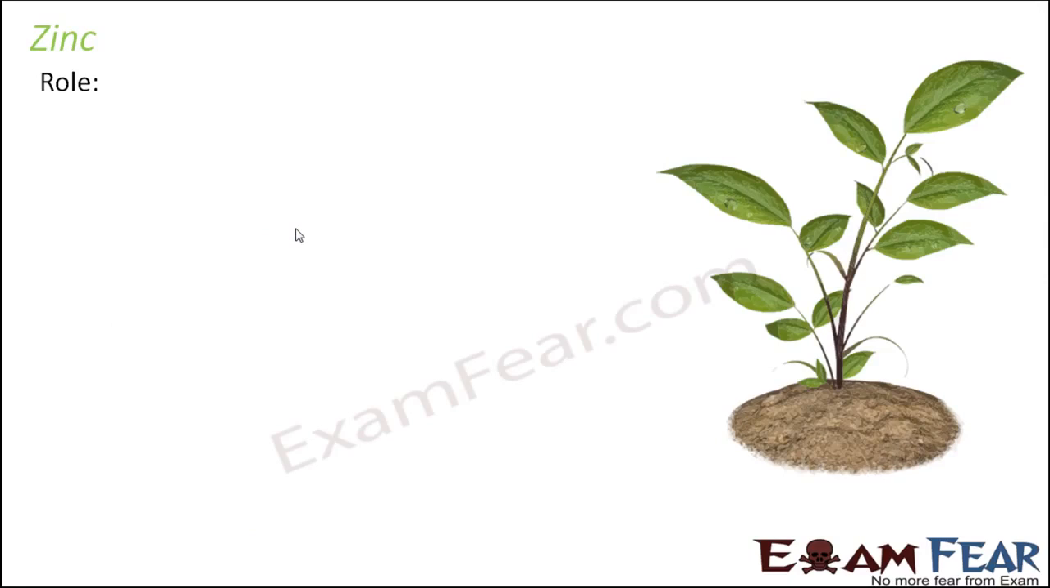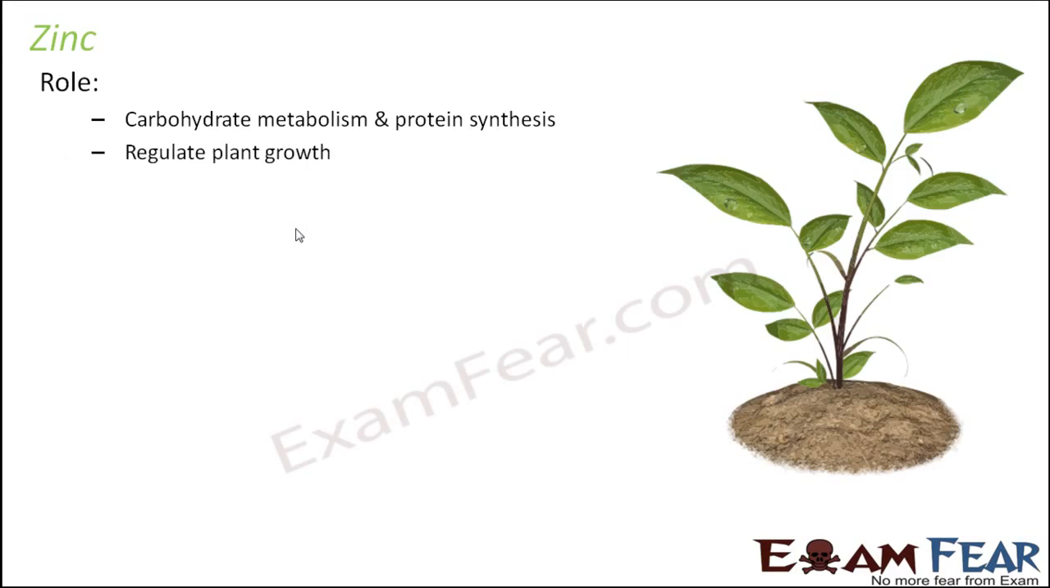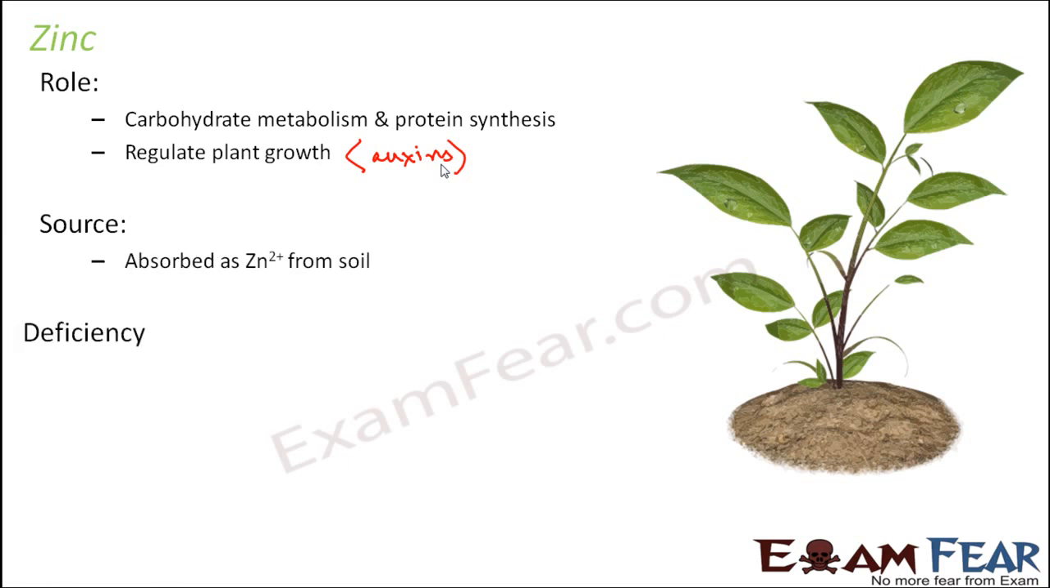Zinc. Again, it is a micronutrient needed in very small amount, not too much at all. It helps in carbohydrate metabolism and protein synthesis. It also helps in the synthesis of auxin, which are growth regulators. That is how they regulate the plant growth, because they synthesize auxins. Auxins are nothing but the plant hormones which are responsible for growth of the plant, and zinc helps in preparing those auxins. Zinc is absorbed as Zn2+ ion from the soil.